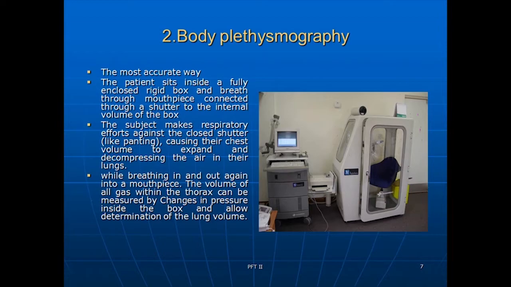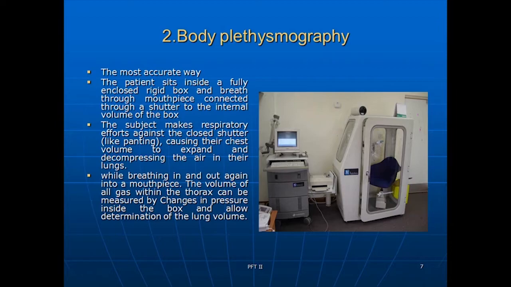And then they will tell the patient to start to pant. So you can see the patient will start to pant. They'll say, take quick, slow breaths through there, and then they pant. And then eventually they close the shutter. So the patient is actually panting against an obstruction.